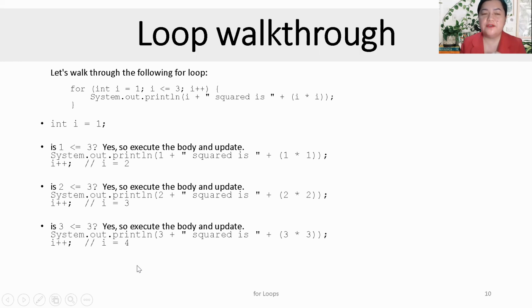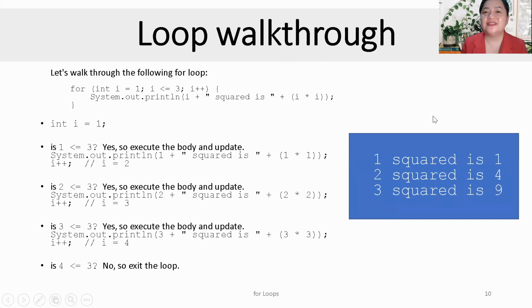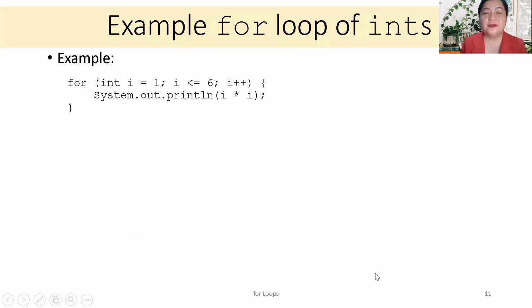What's the next value of our I? Leia. All right, so 4. Is 4 lesser than or equal to 3, Leia? No. So that means we'll exit our loop. Okay, so that gives us a value of 1 squared is 1, 2 squared is 4, and 3 squared is 9.